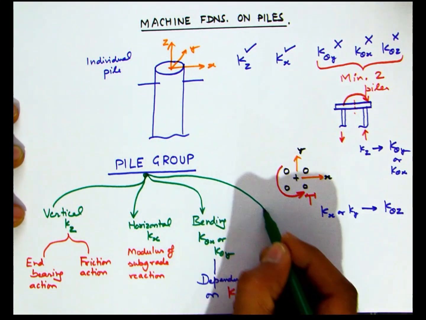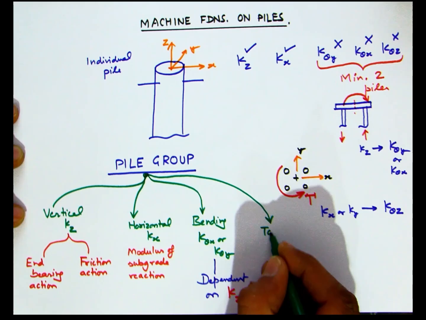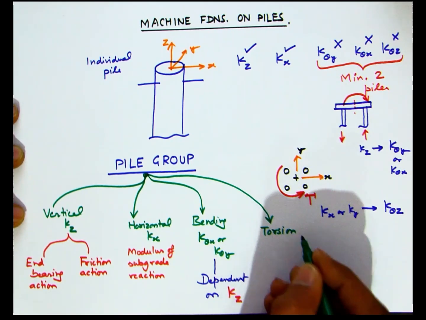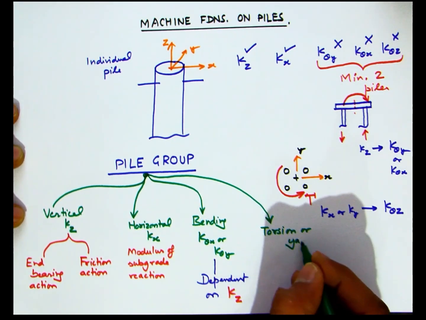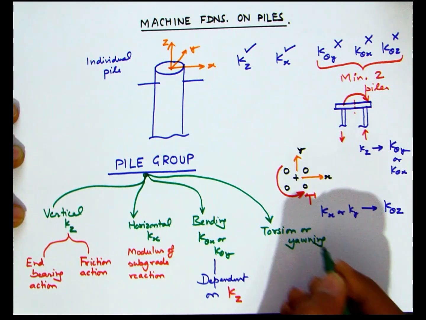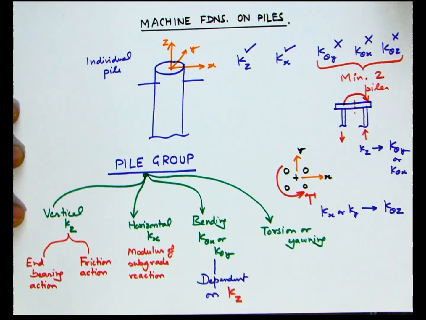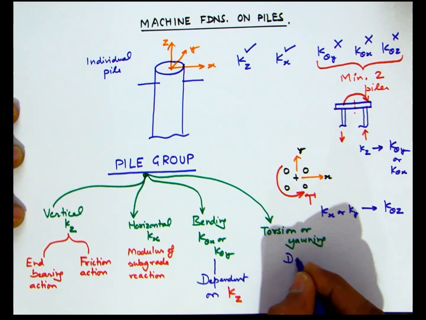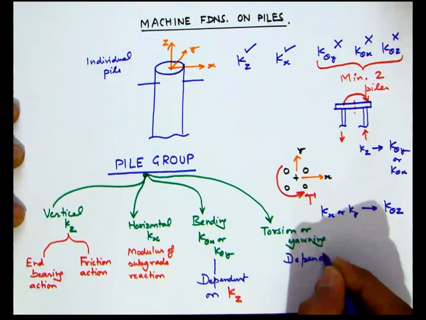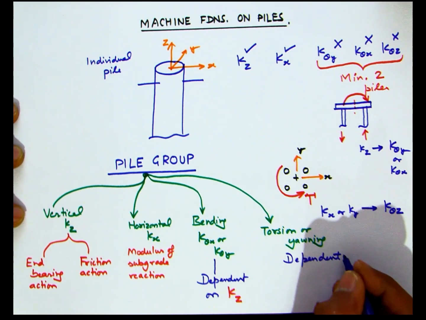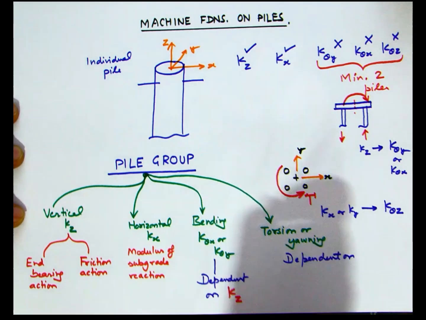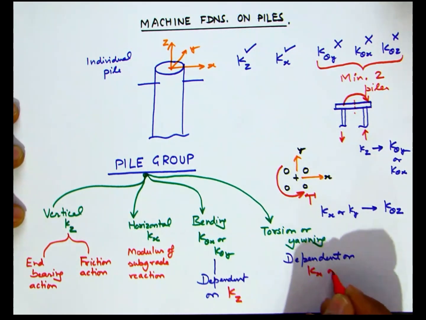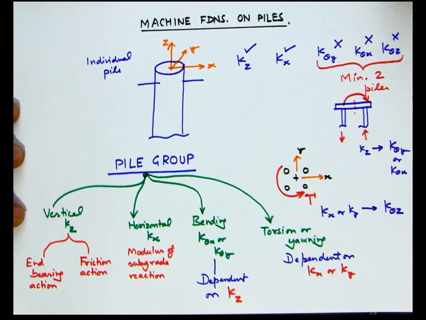Now as far as the torsional resistance of the pile group is concerned, we have already seen that the application of a torsion moment or yawing moment basically tends to push the individual piles against the soil in the horizontal direction. So as such, it is dependent on the horizontal stiffness Kx or Ky.